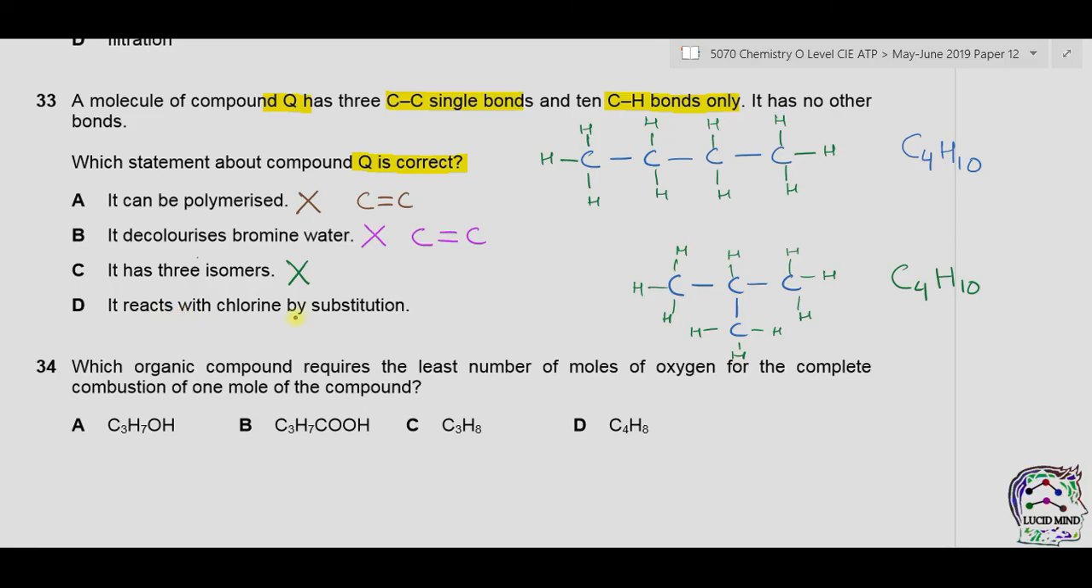D. It reacts with chlorine by substitution. This is the correct statement because this is an alkane, and an alkane can only react by a substitution reaction in which one of the hydrogen atoms will be replaced by chlorine. Correct answer is therefore D.